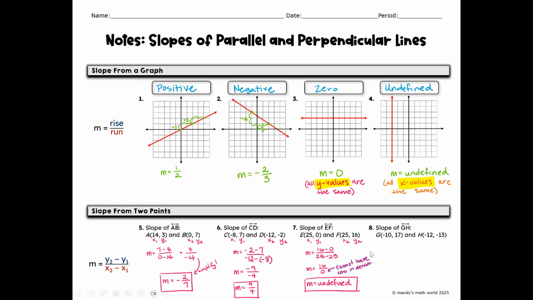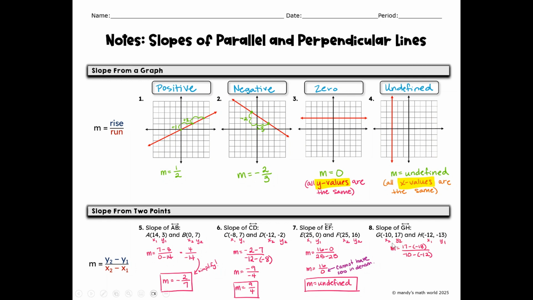And wouldn't it make sense that this x value is the same as this x value? If I were to graph those 2 points on the coordinate plane, it would be a vertical line, just like this. Now let's look at number 8, the slope of line GH. G has a point of negative 10, 17. H has a point of negative 12, negative 13.